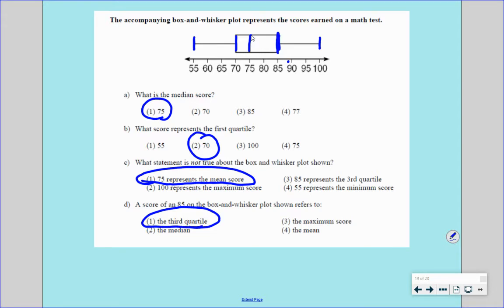Okay, so this helped today. We've learned how to make box and whisker plots with our 5-number summaries, and now we've looked at a box and whisker plot and interpreted what it means. I hope this helps on your homework, and have a great day.